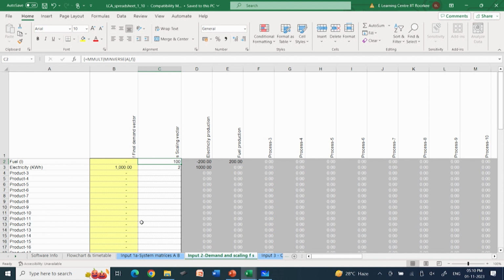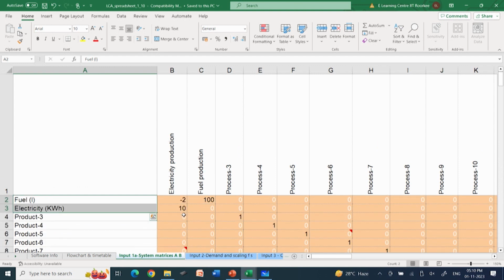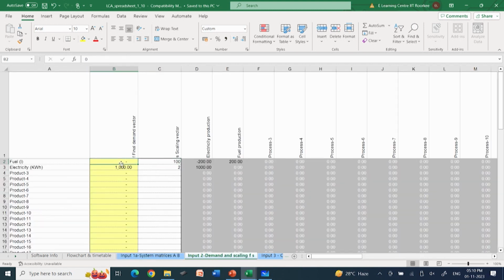I can also update this in the same way we have done it before. So in case I would want the function unit to change to 100 and 100, so 100 units of fuel and 100 units of electricity, the scaling factor changes, and so do the individual processes, as can be seen here.